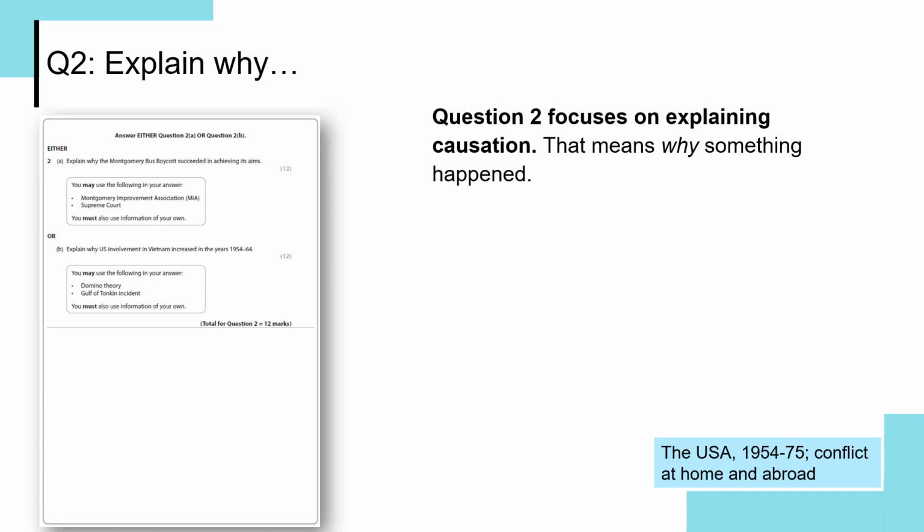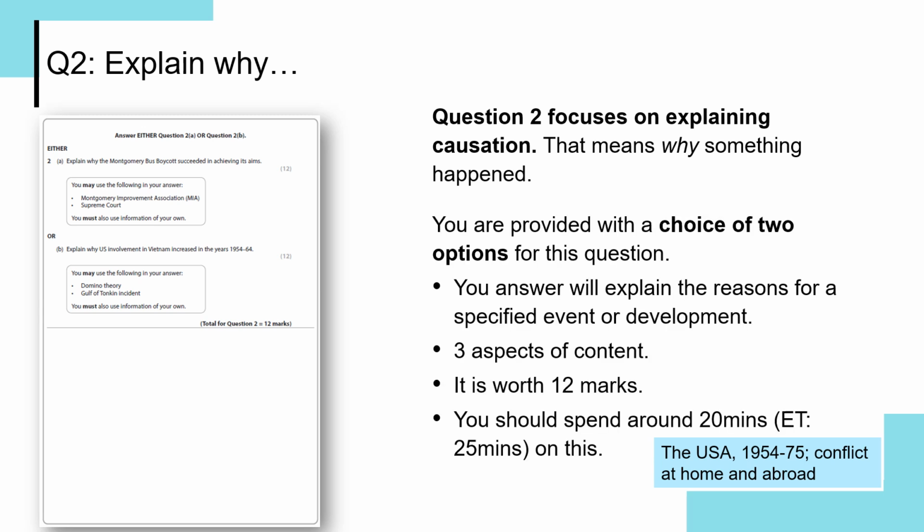Question 2 focuses on explaining causation. That means why something happened. You are provided with a choice of two options for this question. Take time to consider which question you are more confident and knowledgeable in. Your answer will explain the reasons for a specified event or development.